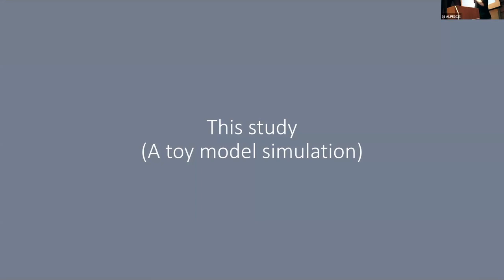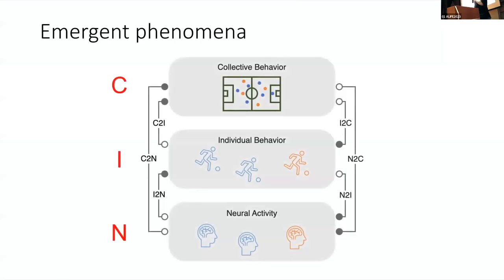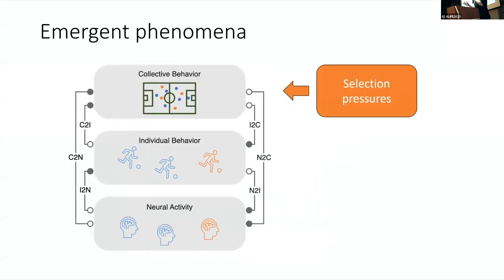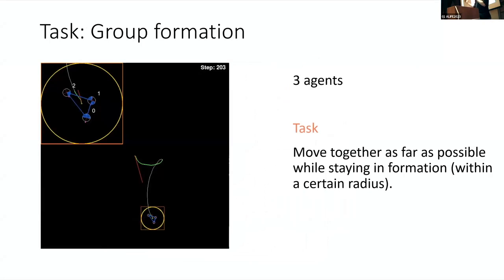This is a very simple toy model simulation. In our simulation, we define three levels. One is the collective level behavior, one is the individual level, and one is the neuron level. We put the selection pressure on the collective behavior, so it can evolve, pushing it to involve collective collaboration, and see what's going on down to the more micro scale level.